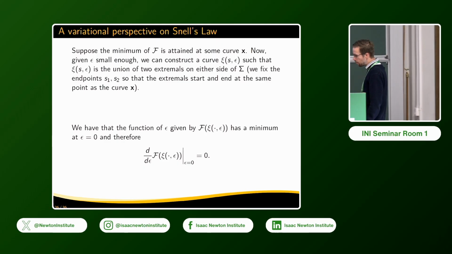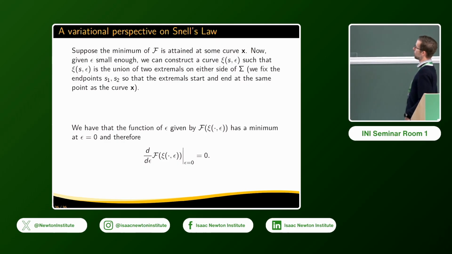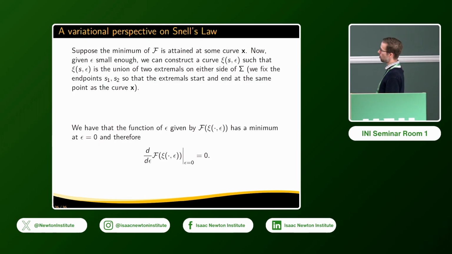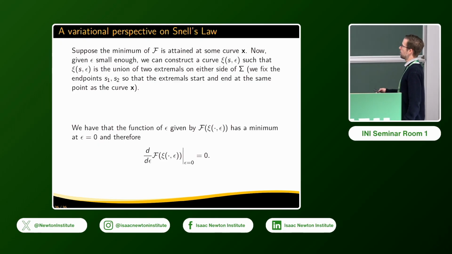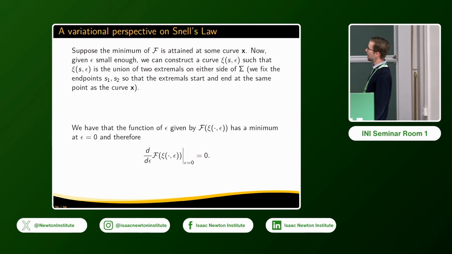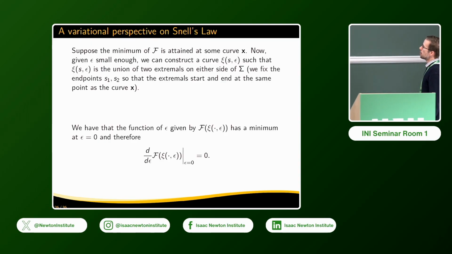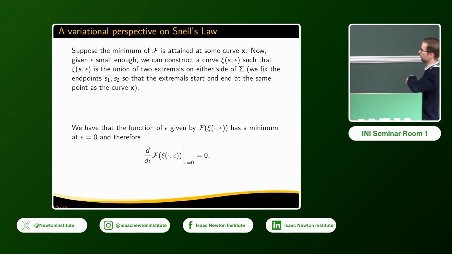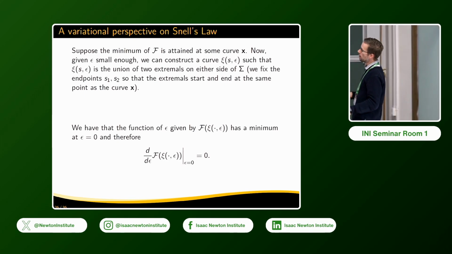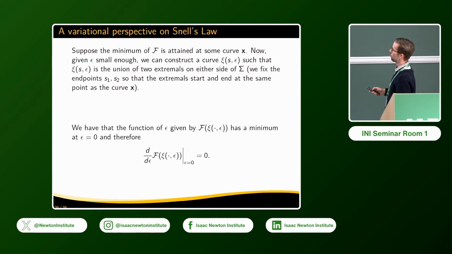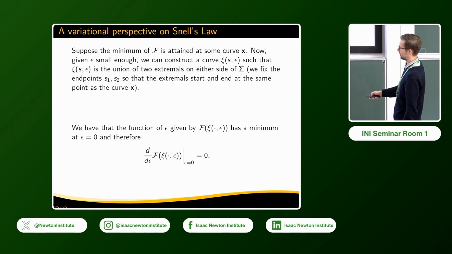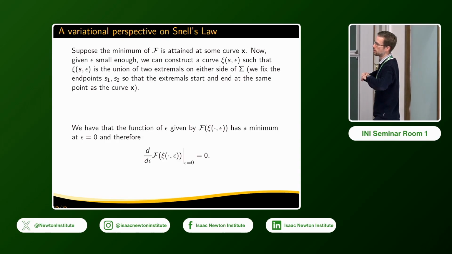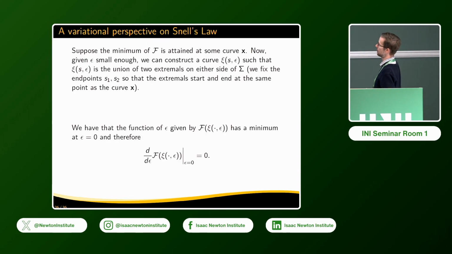All right, so we're going to suppose the minimum of my functional is attained at some curve x in this admissible class of functions. And given a parameter epsilon sufficiently small, it's a bit tedious, but we can construct some curve xi depending on s and this parameter epsilon, such that this function xi is the union of extremals on either side of my surface, on my interface. One thing I want to point out is I'm fixing the endpoints s1 and s2, so that these extremals that I'm gluing together are somehow starting and ending at the same point as x.